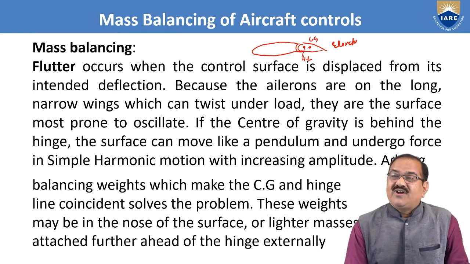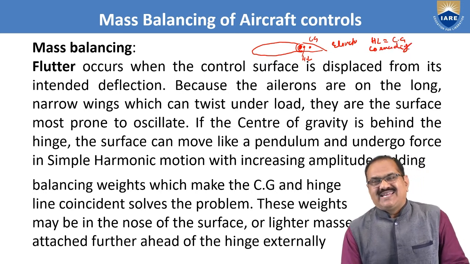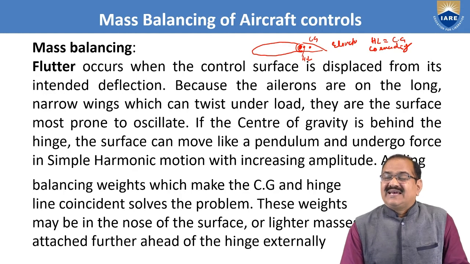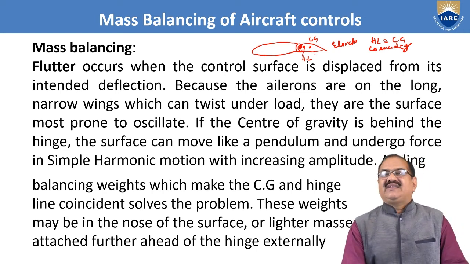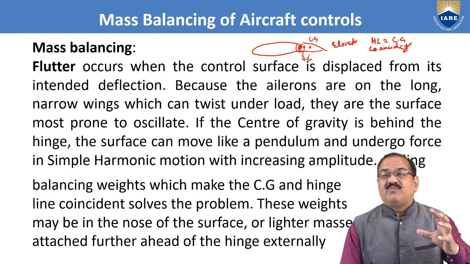So what do we have to do? We have to add some weight here at the nose of this elevator, so that the CG and the HL are coinciding. The CG will lie on the top of the hinge line, and there will not be any moment. So this flutter will be avoided, and your control will be balanced.